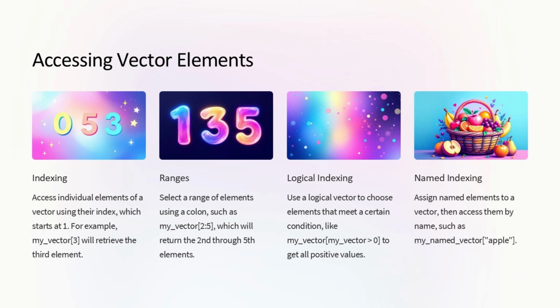The slide covers different ways to access individual elements of a vector in our programming language. First, we can use indexing to retrieve a specific element by its numeric position, starting at 1. Next, we can select a range of elements using a colon, like getting the second through fifth elements. We can also use logical indexing to choose elements that meet a certain condition, like all positive values. Finally, we can assign named elements to a vector and access them by their names. These techniques provide flexibility in working with vector data and extracting the specific information we need.